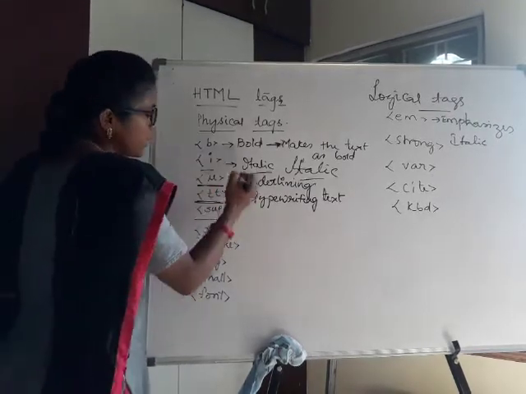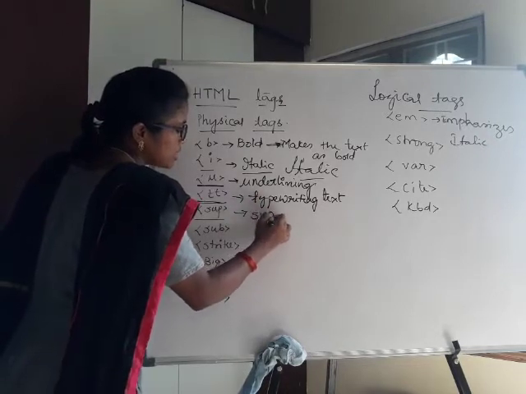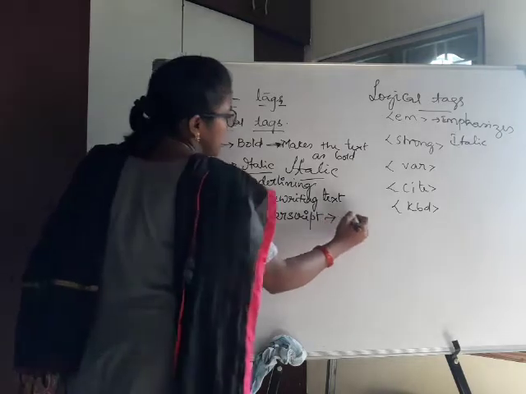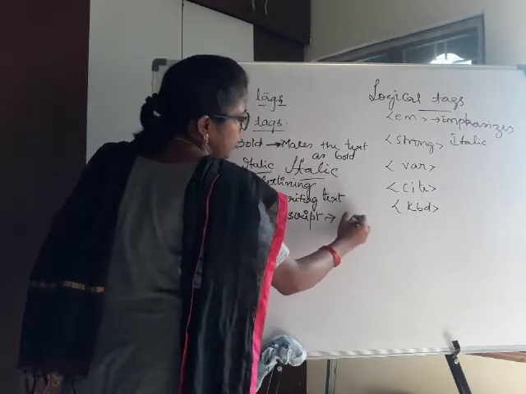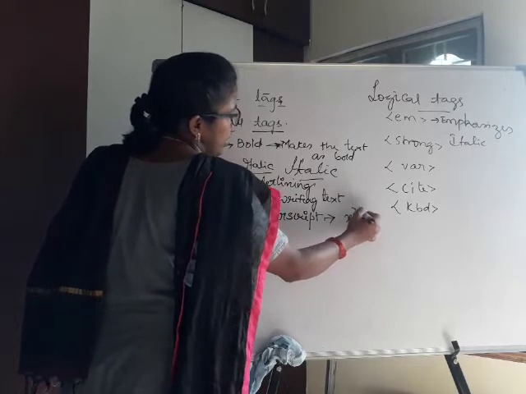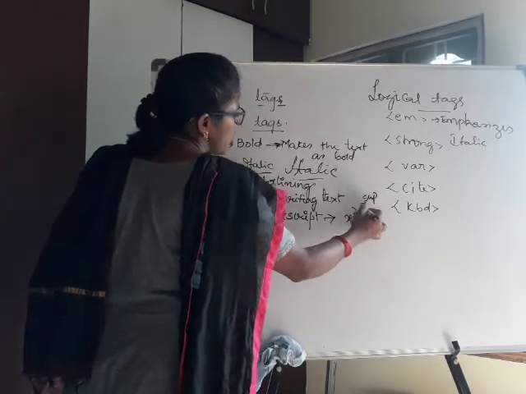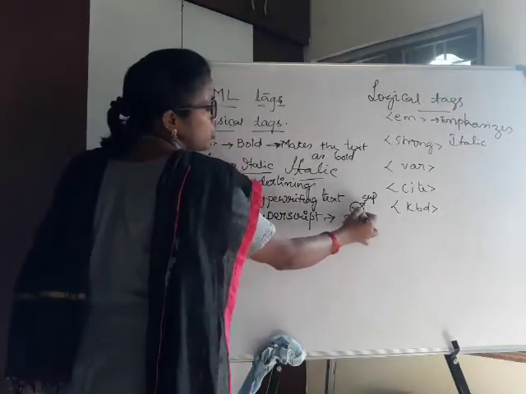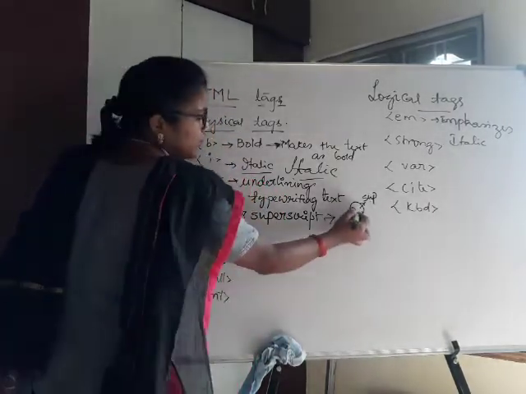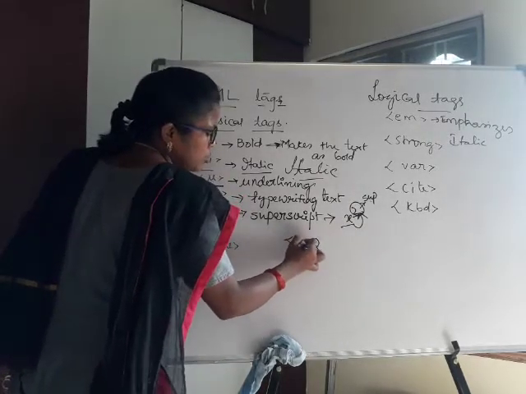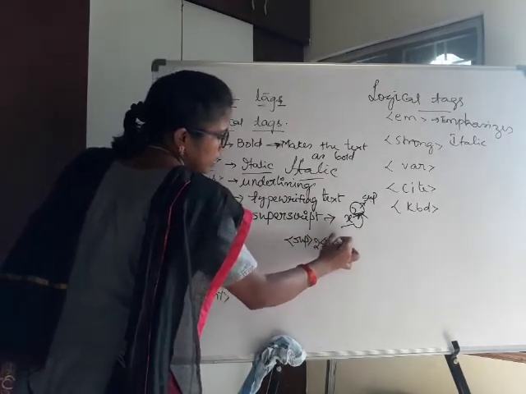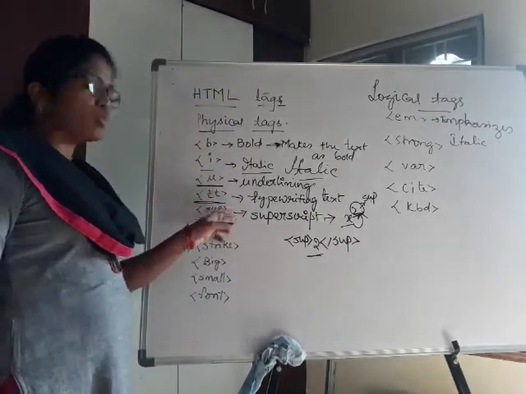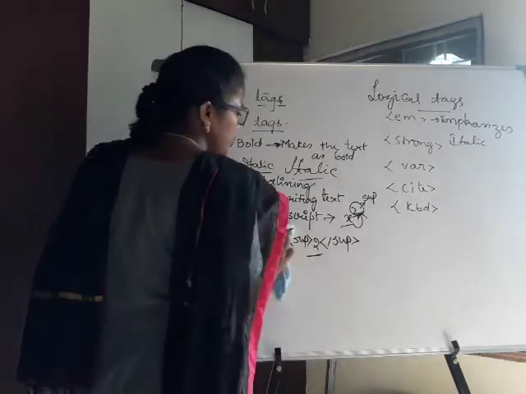And SUP is used for superscript. The meaning of superscript is, suppose I want to write x square, this square is called superscript. It shows something smaller in size than the x value. So this 2 is superscript. Here we have to enclose only the 2 in superscript and close the tag. So this is written as x square.